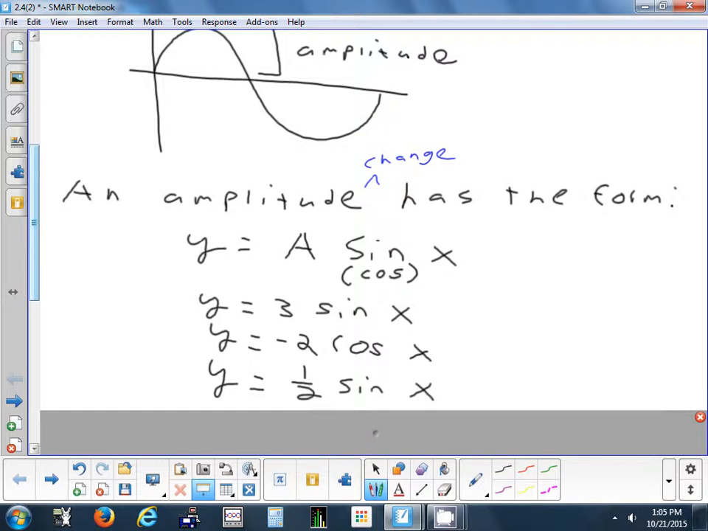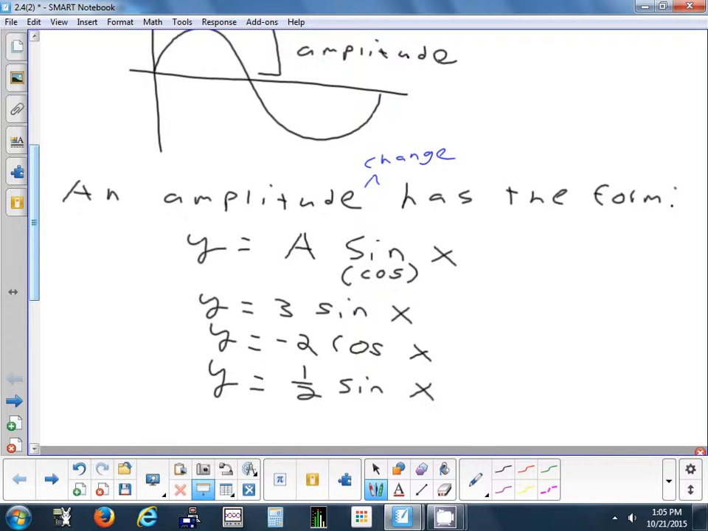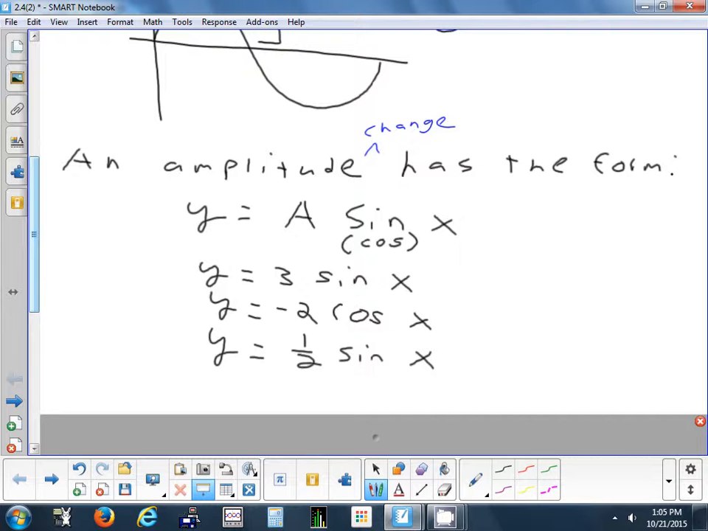And here's another one. 1/2 sine x. Now there's basically two things that can happen when we stick a number in front. We can either take the graph and stretch it, make it bigger, or we can compress it and make it smaller. Let's look at this one. Y equals 3 sine x. What do you think is going to happen if I put a 3 in front? Is that going to make the graph bigger, or is it going to compress it?